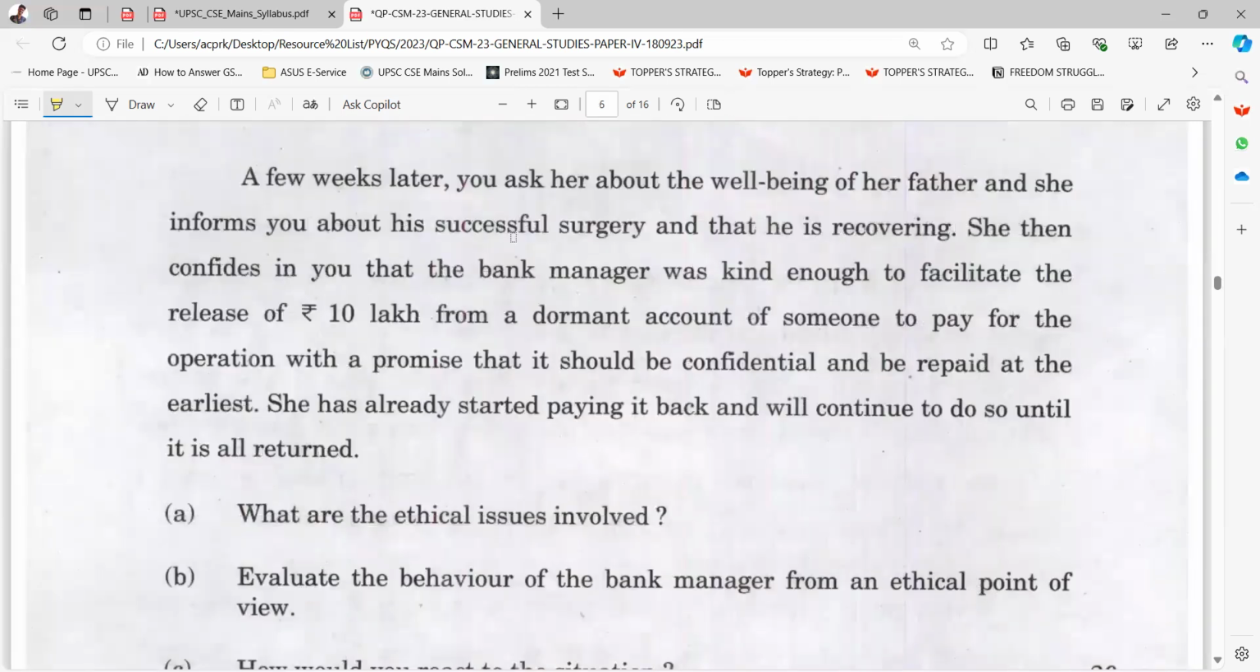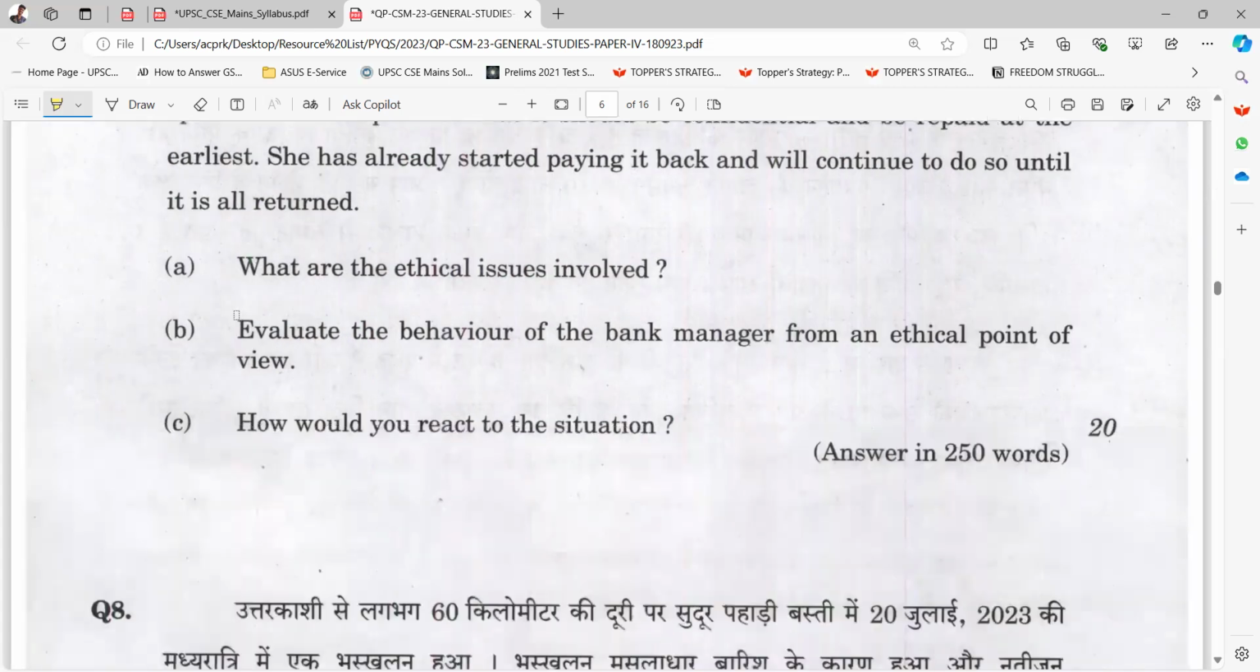A few weeks later, you ask her about the well being of her father, and she informs you about his successful surgery and that he is recovering. She then confides in you that the bank manager was kind enough to facilitate the release of rupees 10 lakh from a dormant account of someone to pay for the operation, with a promise that it should be confidential and be repaid at the earliest. She has already started paying it back and will continue to do so until it is all returned.